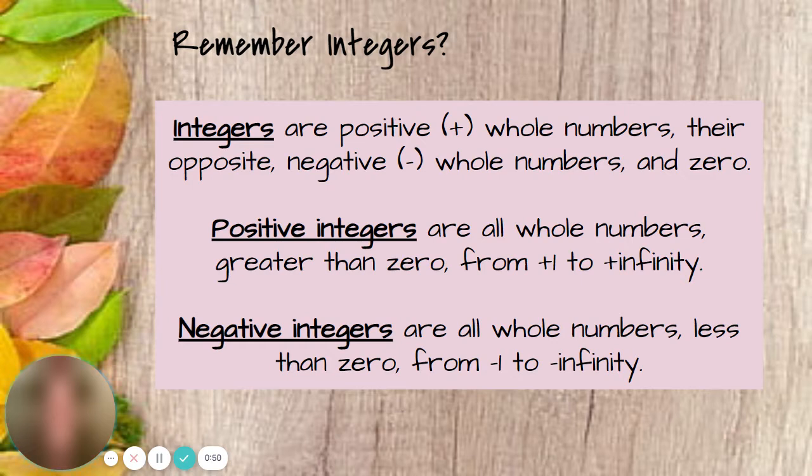So integers are positive whole numbers, their opposites, which are negative whole numbers, and then 0 is included in the integers category. You have your positives, that's from positive 1 to positive infinity. And then you have your negative integers. Those are less than 0, so that starts at -1 and goes all the way to negative infinity. And remember, integers are whole numbers. So right now we're only going to deal with whole numbers.